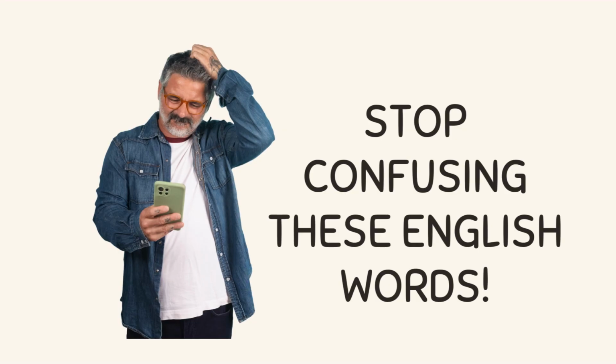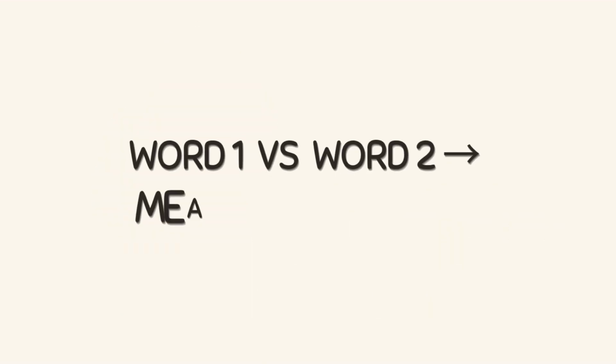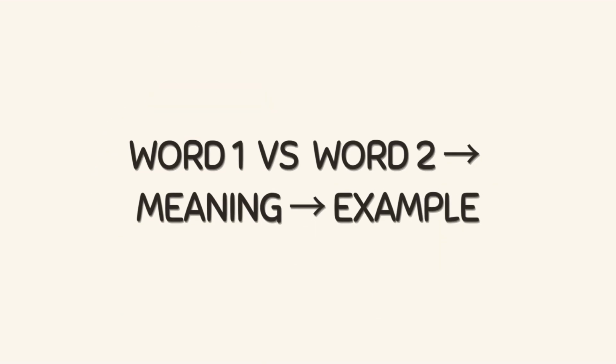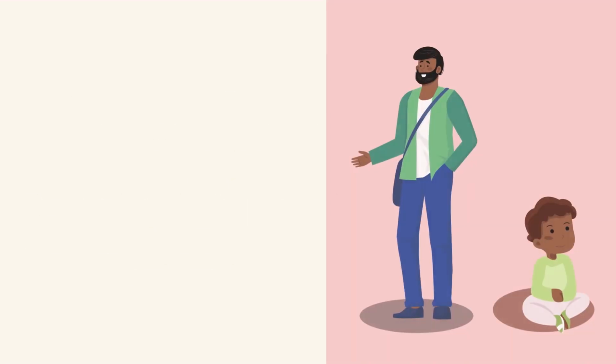In this video, I'll explain 30 confusing English words in the simplest way possible. Watch till the end because the last 5 are the ones most learners mix up. For each pair, I'll give you the meaning and a simple example you can start using today.